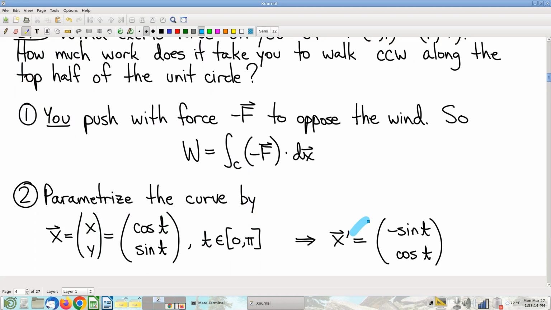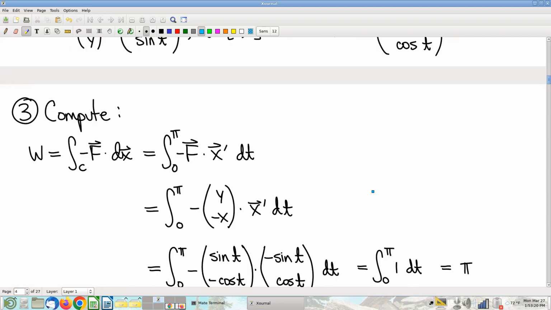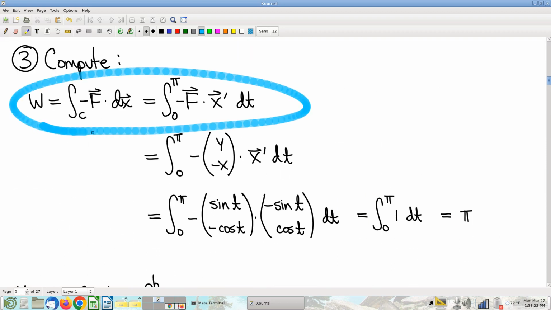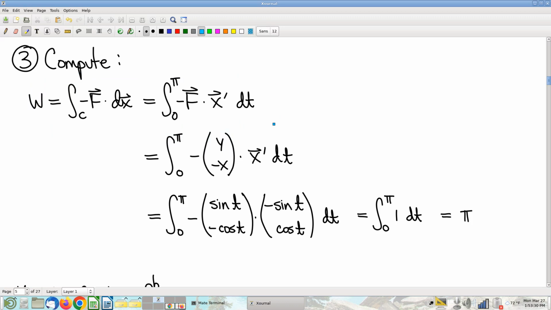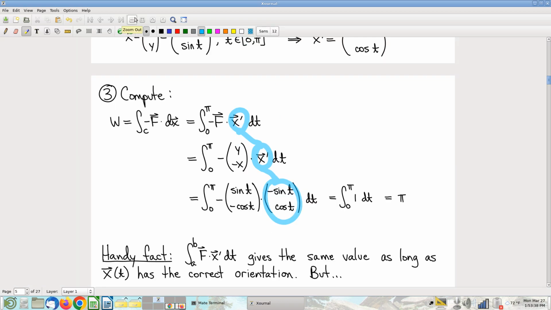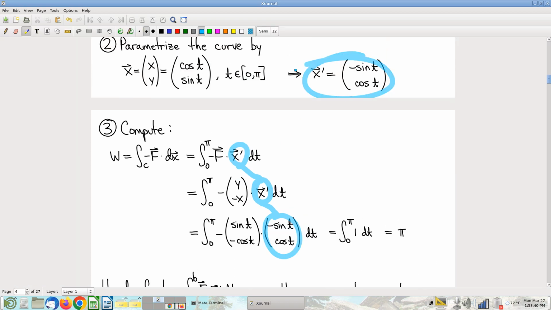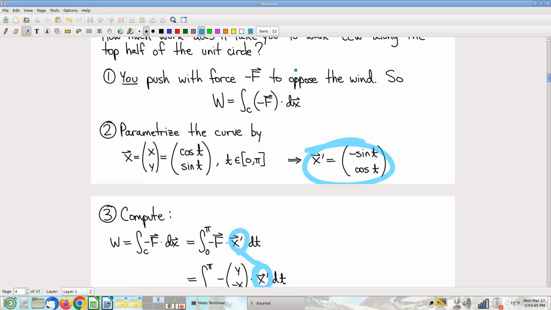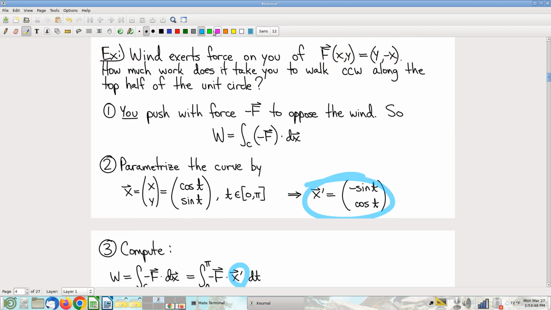So we take the derivative. Easy calculus there. We plug into our formula for how to compute a line integral. Right there. Right, dx is x prime dt. And it's really just a matter of plugging it all in at this point. Let's see here. So x prime is this, as we noted previously up here. Our vector field F that was given, let's see, where is that? Our vector field F, y comma negative x, right there.